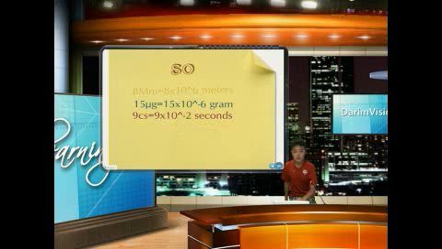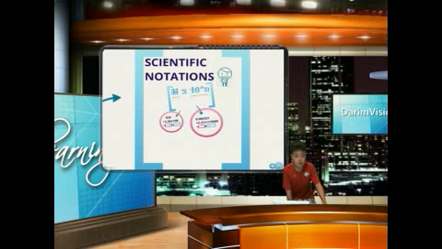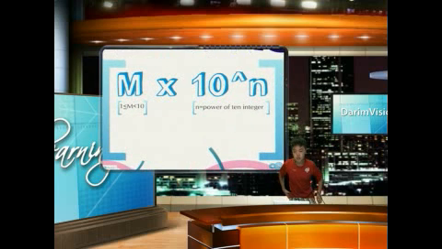Okay, let's get to the next part of this physics: scientific notation, finally. What scientific notation is, is just one formula: M times 10 to the nth power, where M represents a number greater than or equal to 1 and less than 10, like 1, 2, 3, 4, 5, 6, 7, 8, 9, but not 10. And n here represents the power of 10, but it has to be an integer, like negative numbers, but not decimals or fractions.